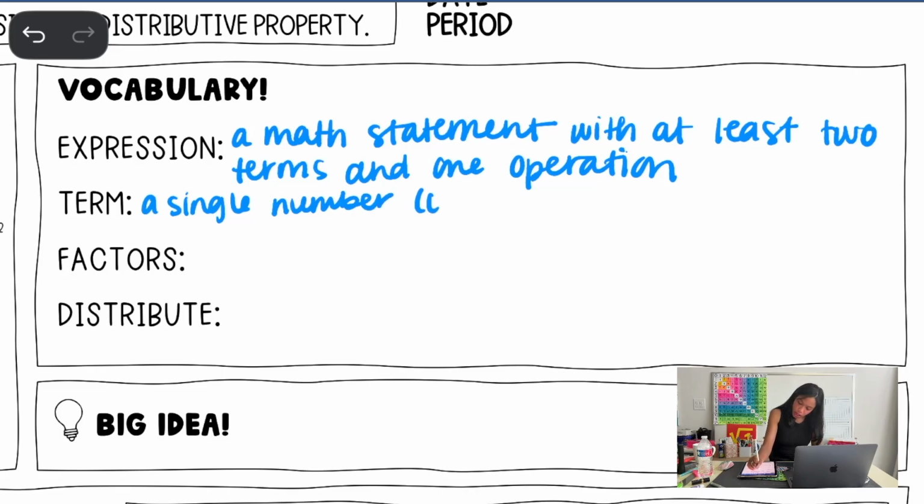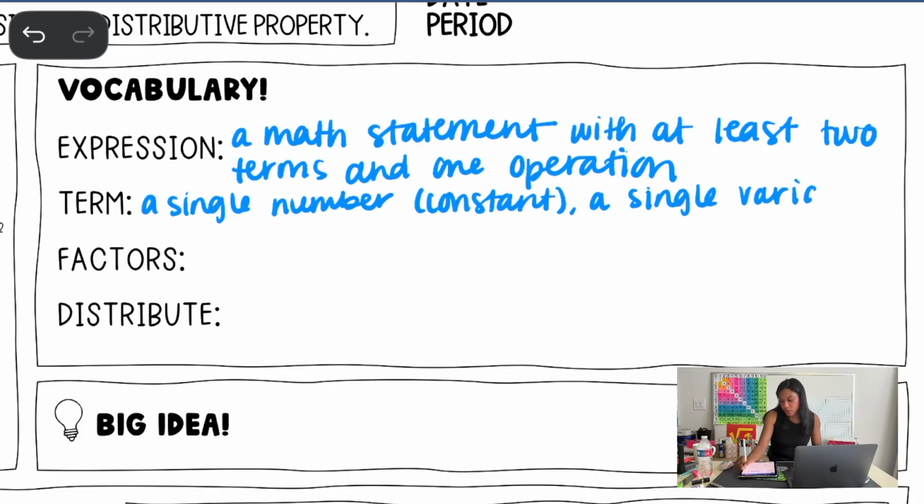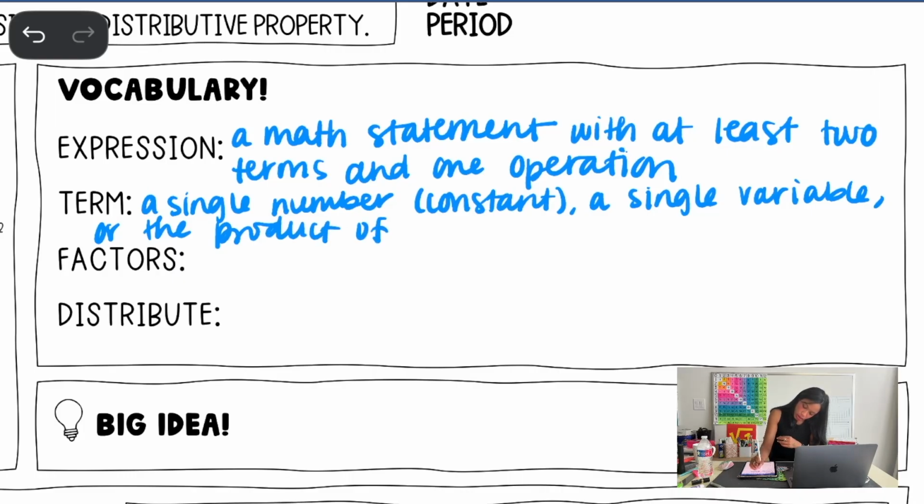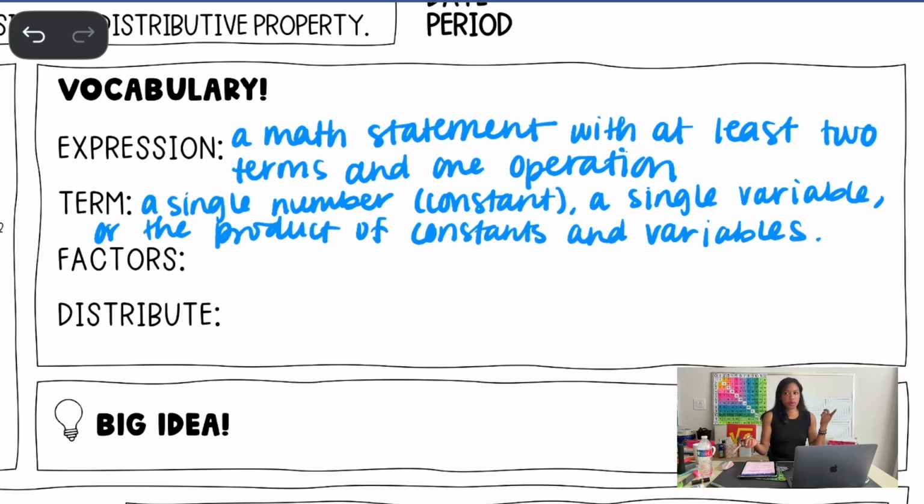A term can either be a single number. In that case, we call it a constant. It can be a single variable, like X or Y, or the product, meaning we multiplied, of a constant and a variable, right? Or the product of constants and variables. Sorry, the vocab is long, but you need to know what we're talking about.